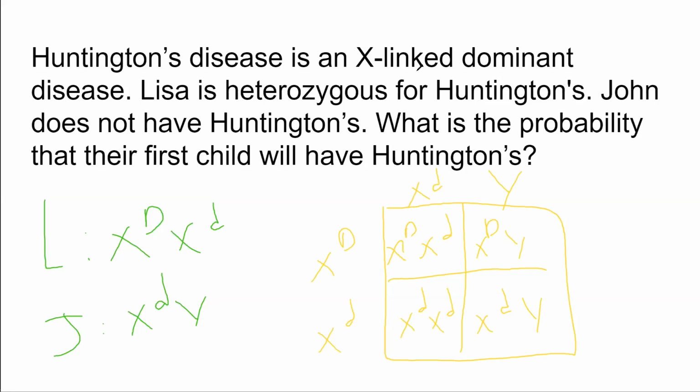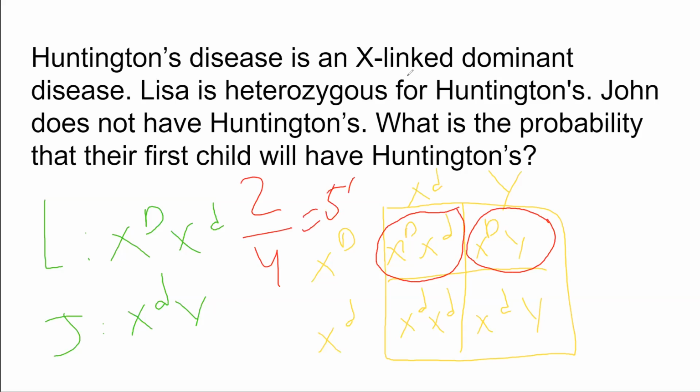So what is the probability that their first child will have Huntington's? Let's look at which of these is going to cause Huntington's. Anything with a dominant allele should cause Huntington's. So this one is going to cause Huntington's because it has a dominant allele, and this one is going to cause Huntington's. So that's 2 out of 4, 50%. That's our answer. We're going to have 50% of our children affected.